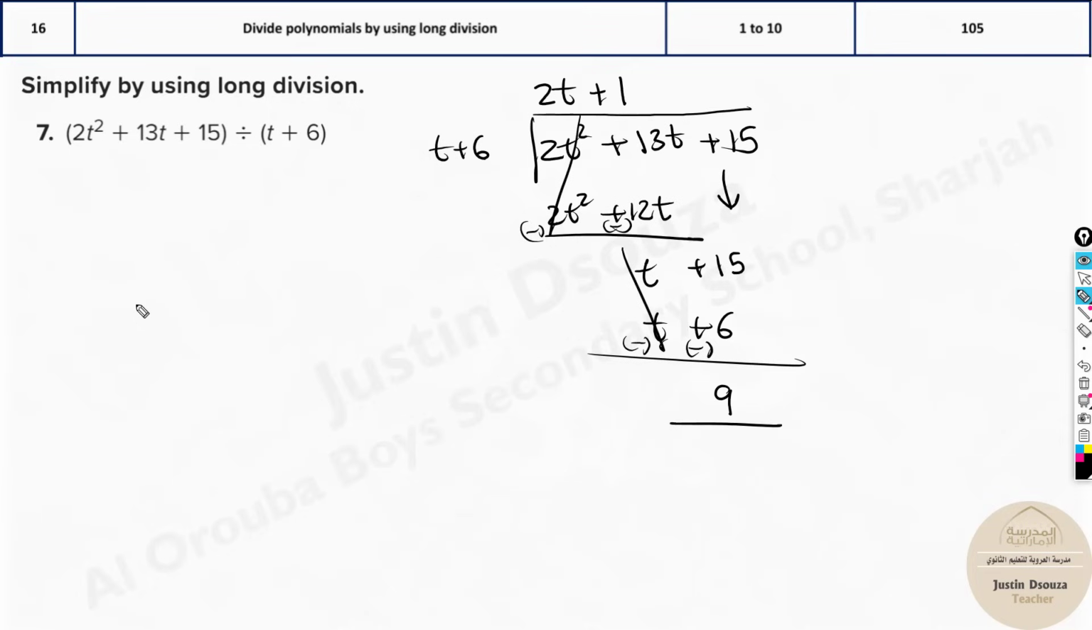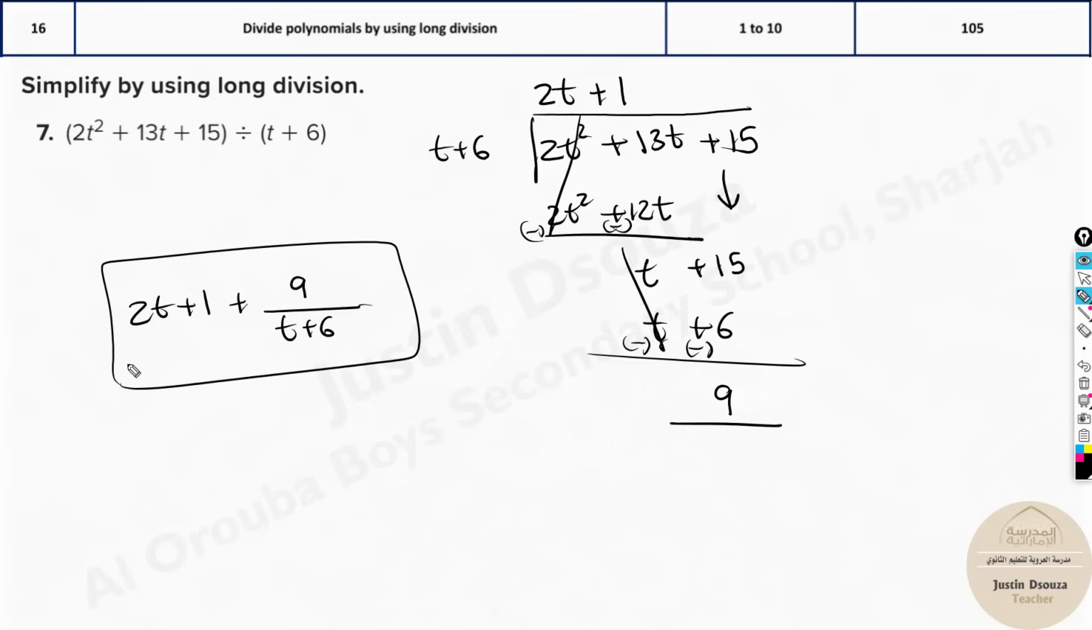So your quotient is 2t plus 1, yes. But there is a remainder. So plus 9. But you just can't write plus 9. That doesn't make sense. Is it the quotient itself? No. This divided by the divisor, t plus 6. This is how we write it. Now, if you know the number division, long division, this is how we write the fractions the same way.